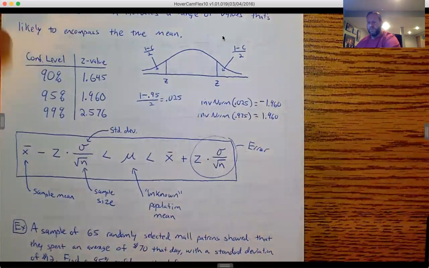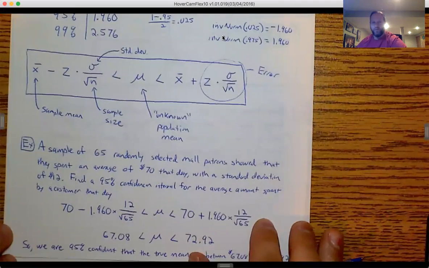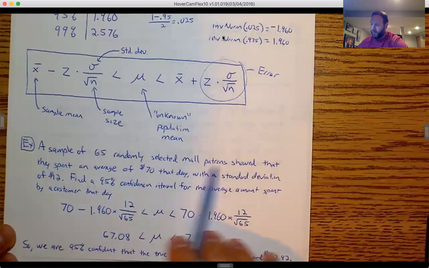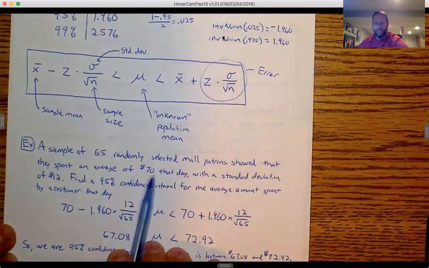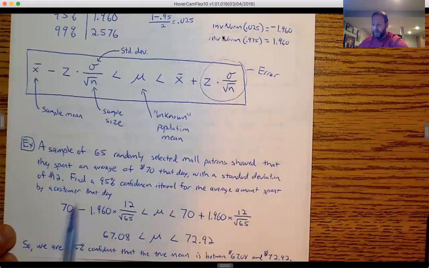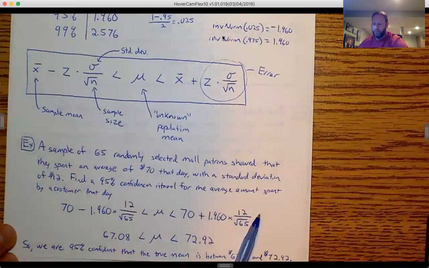Okay, so let's take a look at an example. These are pretty easy to do, not a lot of work here. So it says a sample of 65 randomly selected mall patrons shows that they spent an average of $70 that day with a standard deviation of $12. Find a 95% confidence interval for the average amount spent by a customer that day. So just basically taking this formula, filling everything in is all we're really doing.